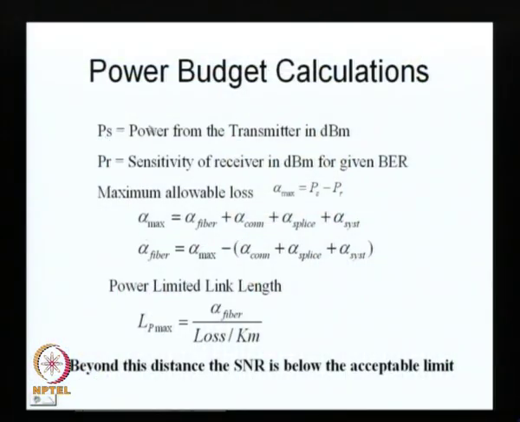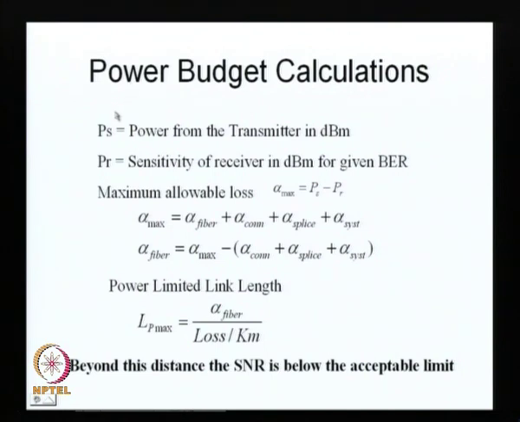So essentially now we have got these two quantities, what you call PS, which is power from the transmitter in dBm, and PR, which is the sensitivity of the receiver in dBm for a given BER, for a given data rate. So now we are asking a question: if these two parameters, transmitter and receivers, are fixed, what is the maximum length of fiber, including all splices and connectors, over which we can send this signal satisfactorily? And this calculation is what is called the power budget calculation.